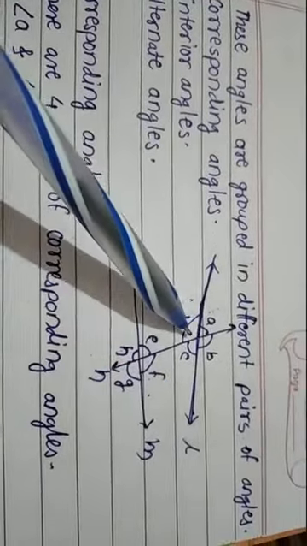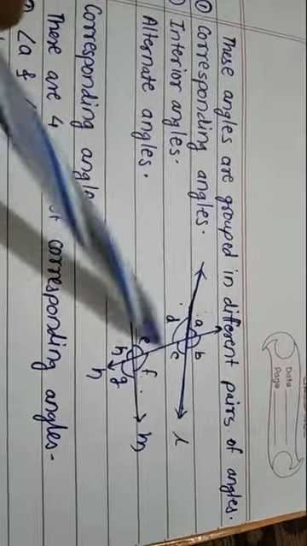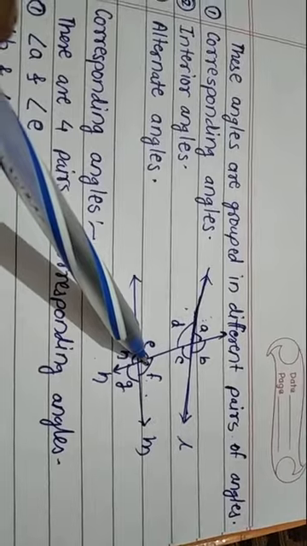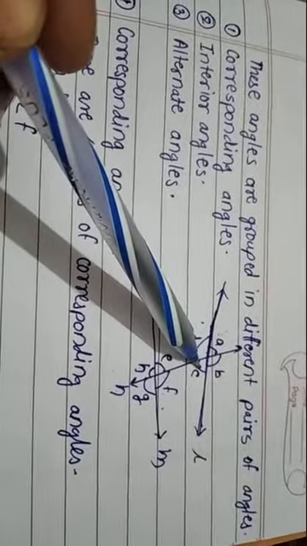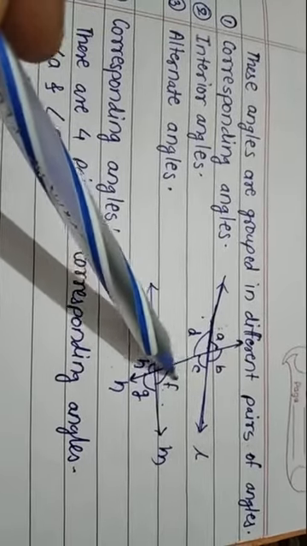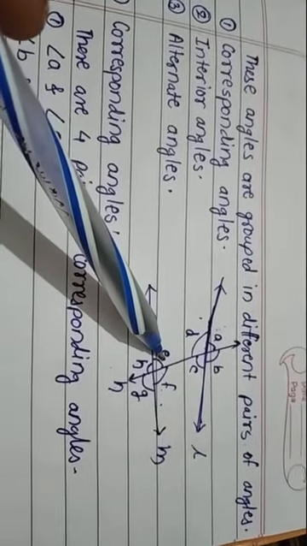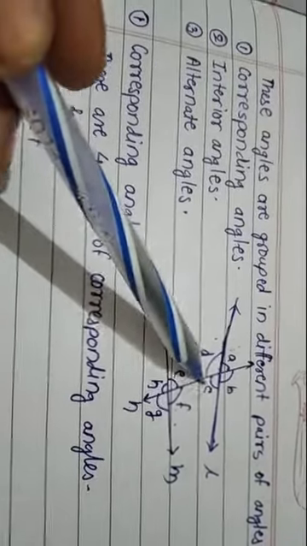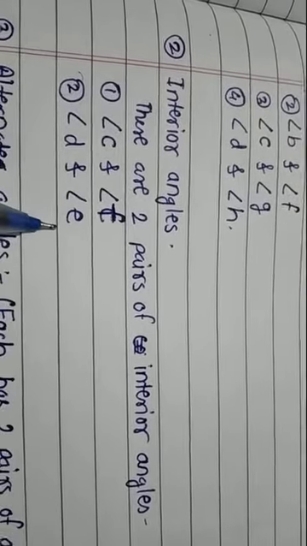What is the meaning of interior angles? Interior angles means the angles which are between line L and line M. So in between this area, whichever angles are there, those angles are called interior angles. That pair we will consider on one side. So if you will see angle C and angle F, this is one pair of interior angles, and angle D and angle E, this is another pair of interior angles. So here we got two pairs of interior angles. Angle C and angle F, angle D and angle E.